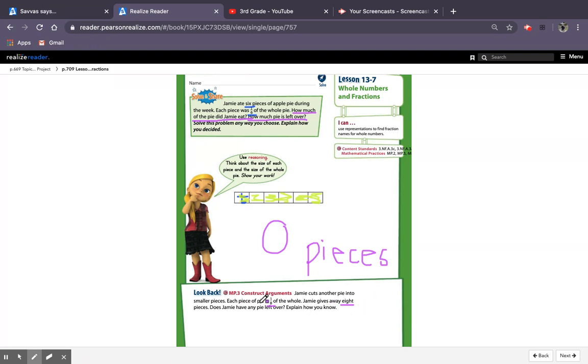So each piece is represented by 1/8. So each of these boxes up here, if we were to do it, would have 1/8, and there would be 8 full boxes. And he gave away all 8 of the pieces because it says he gives away 8 pieces. Does he have any pie left over? No. I know he has no pie left over because there are 8 pieces right here, the 1/8. There are 8 pieces to make up the whole pie, and he gave away 8 pieces. So no, he does not have anything left over.